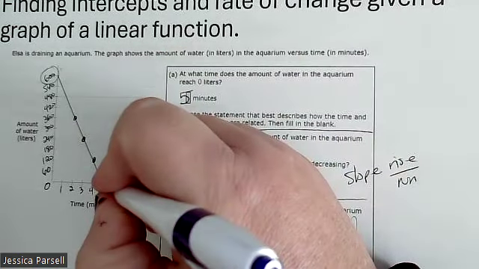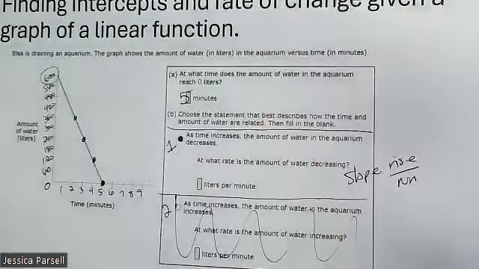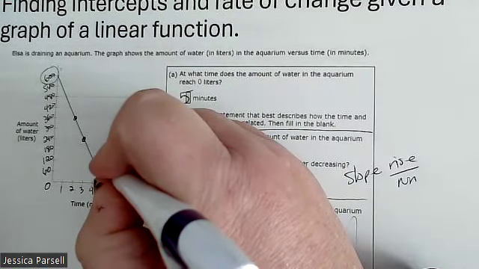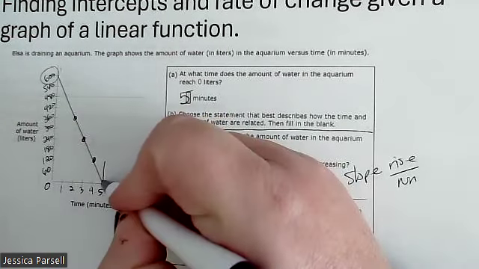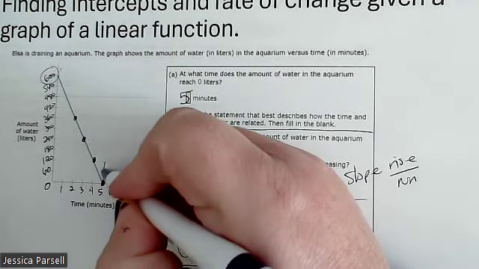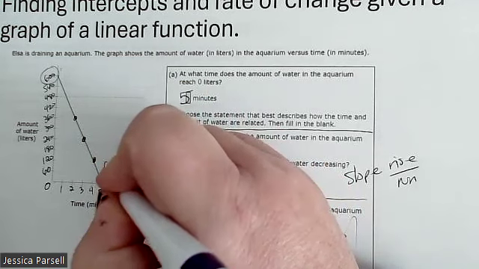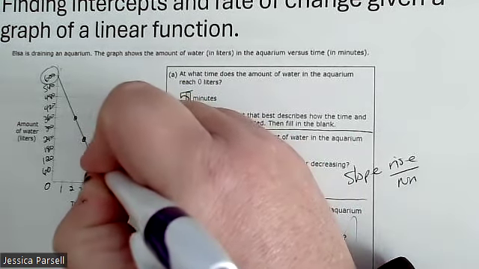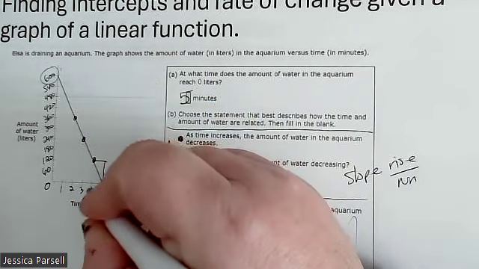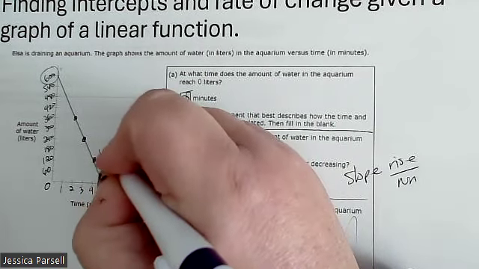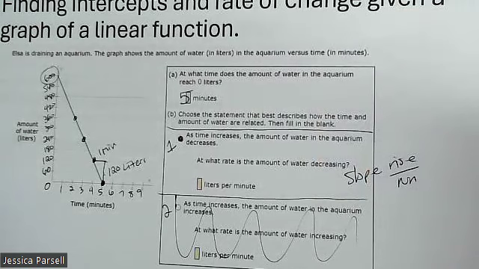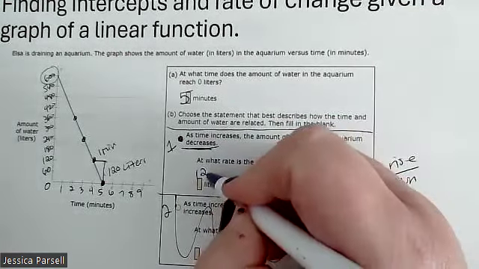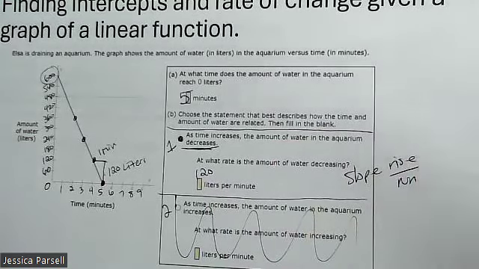I'm going to start with this point here, and then I'm going to go up 2 hops. When I go up 1 hop, I'm going up 60 liters, and another 60 liters. So I'm rising 120 liters. And then I'm running, well, from 5 to 4, there's a 1 minute difference. Okay, so my slope is decreasing at 120 liters per minute.